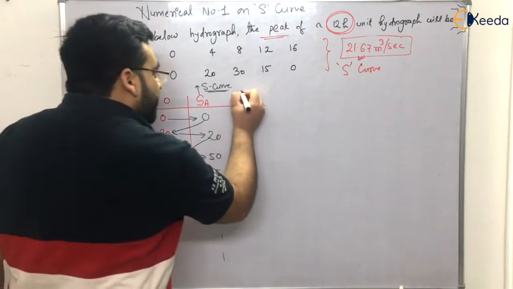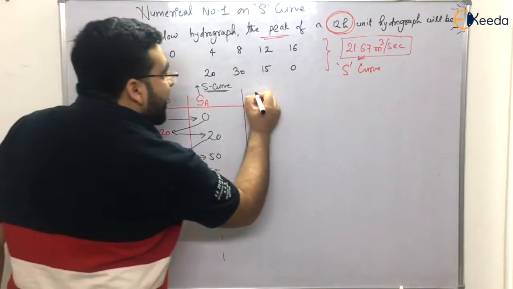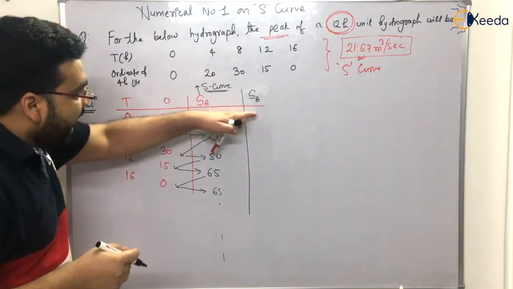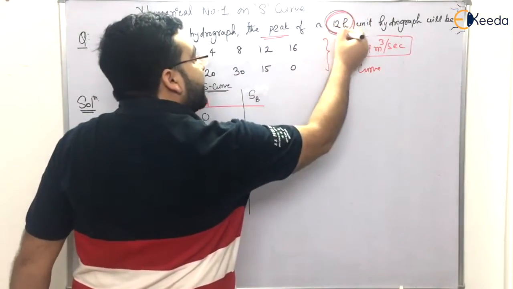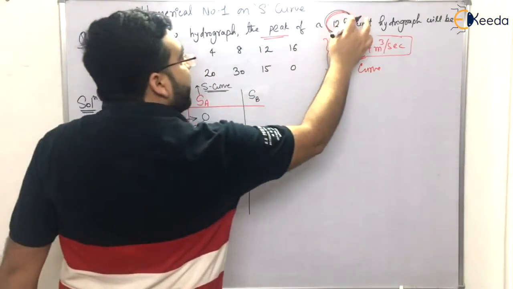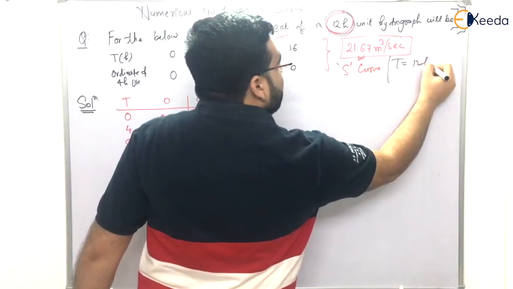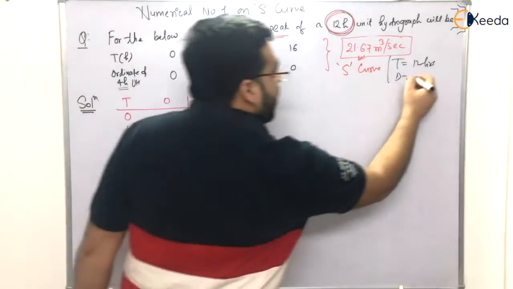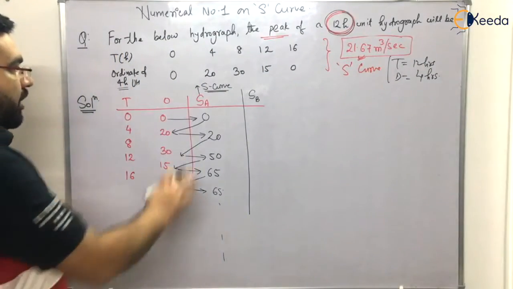Now step number 2: I have to make another S curve, which I denote with SB. In SB, I have to lag this S curve by whatever is asked in the question, that is by T hours. T is 12 hours and D is 4 hours, so it is a 4-hour unit hydrograph.